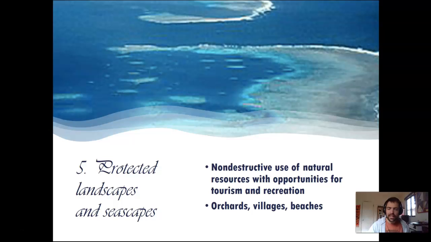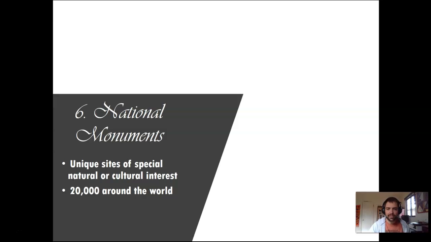All right. And here are protected seascapes and landscapes. So these are protected areas for recreation. So these usually have a distinct character with ecological, biological, or cultural and scenic value. And then finally, there are national monuments, unique sites of special natural or cultural interest.